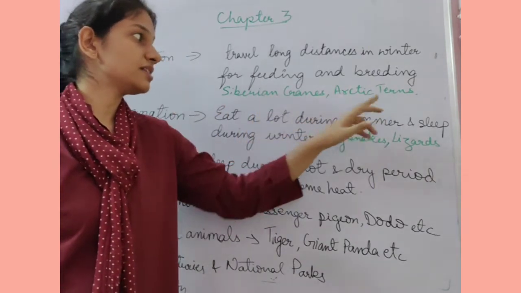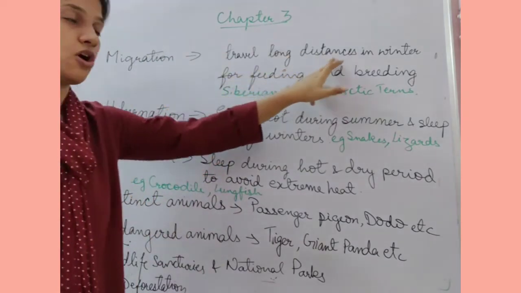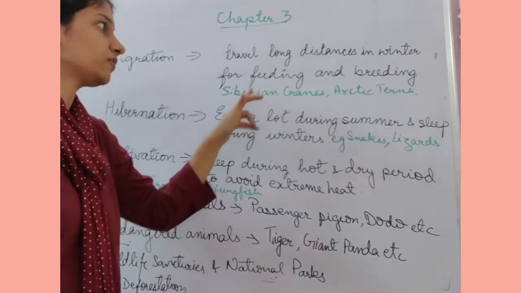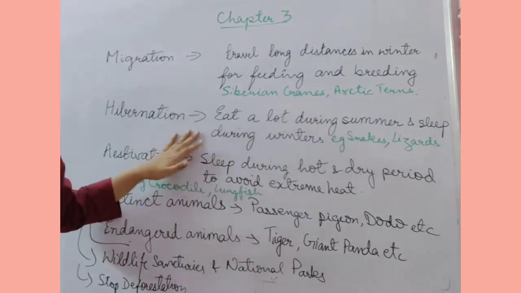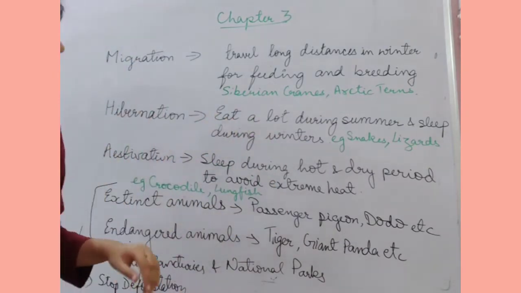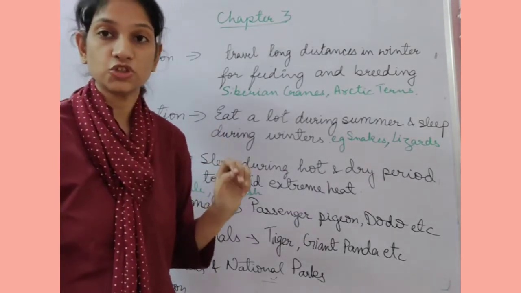So Siberian cranes and Arctic terns are naturally adapted to travel long distances in winter for feeding and breeding, and after the winter gets over, they come back to their native place. Next, the next important term is hibernation.